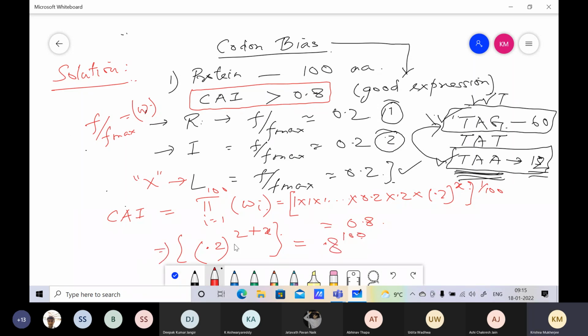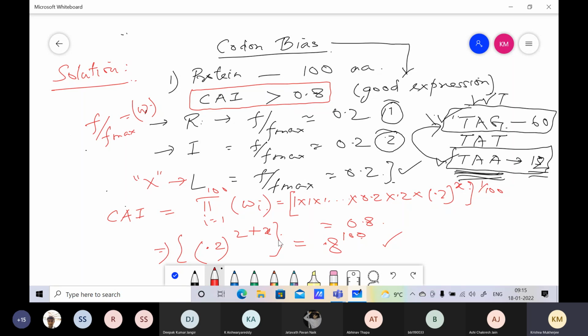So what is x? 0.2 raised to the power of 2 plus x is equal to 0.8 raised to the power of 100, and that is your answer. Correct? You go ahead and solve it now. I don't think I should handhold at the level of class 12th algebra. Can we get out of this problem? All of you? Yes, sir. Do you follow? Can all of you follow this? Yes, sir. Simple enough, right?